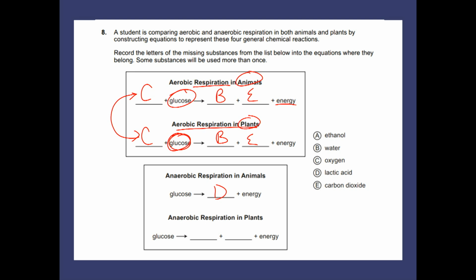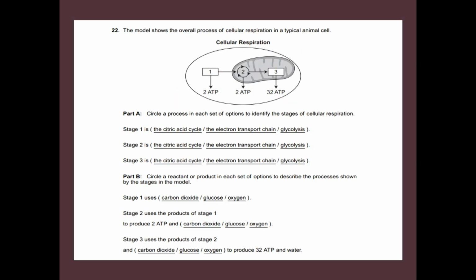Okay, how about anaerobic respiration in plants? Here, glucose instead is going to turn into ethanol and carbon dioxide and energy. And again, that's that fermentation process with the yeast. Okay? Great work. I just got a couple more here, so y'all hang in there with me.